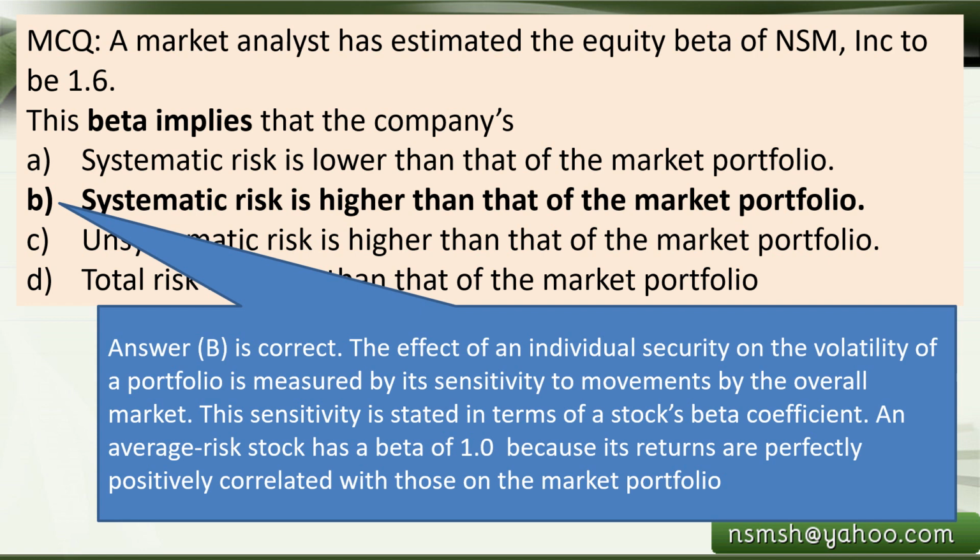Systematic risk is higher than that of the market portfolio, because the effect of an individual security on the volatility of a portfolio is measured by its sensitivity to movements of the overall market. We know already that if the beta is equal to 1, it is going along with the market portfolio. But the given beta is 1.6, which is above 1. Therefore, it is higher than that of the market portfolio.